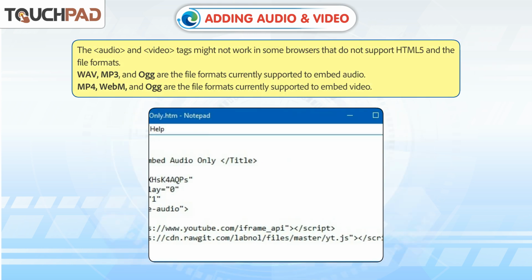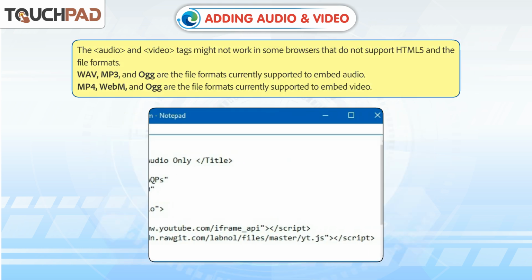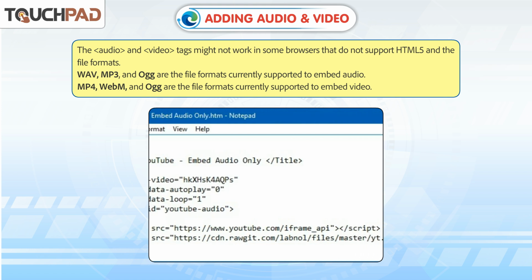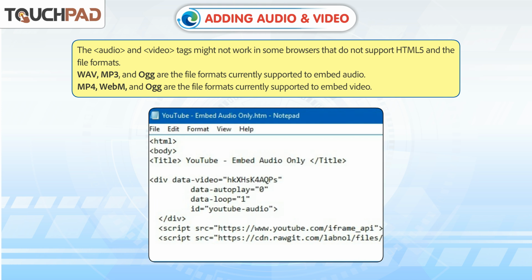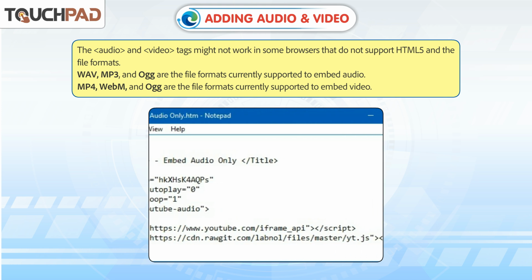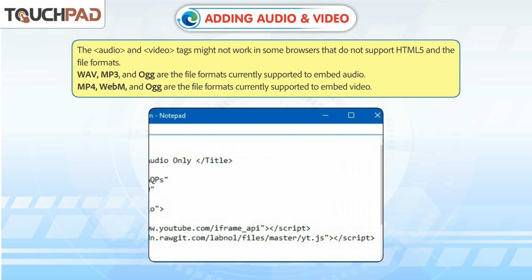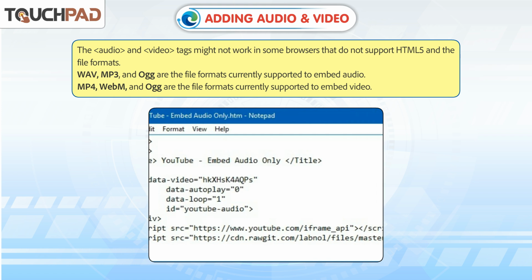The audio and video tags might not work in some browsers that do not support HTML5 and the file formats. WAV, MP3 and OGG are the file formats currently supported to embed audio. MP4, WebM and OGG are the file formats currently supported to embed video.